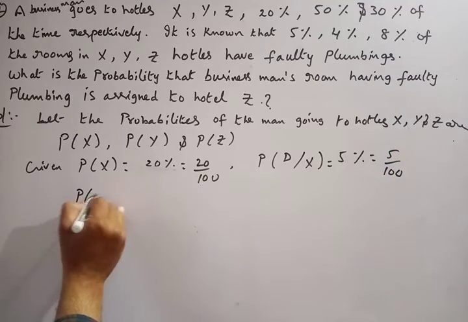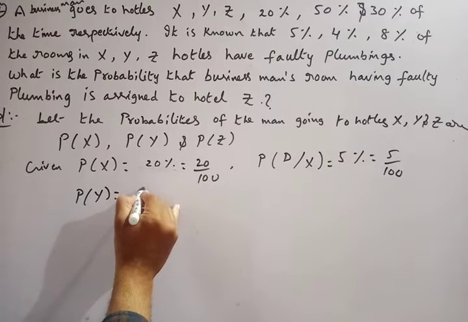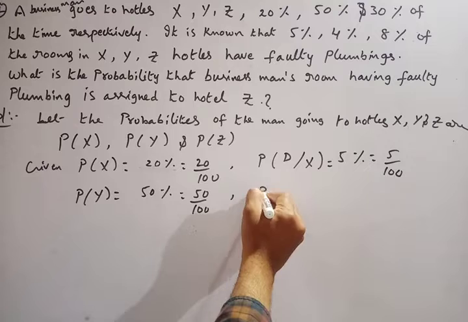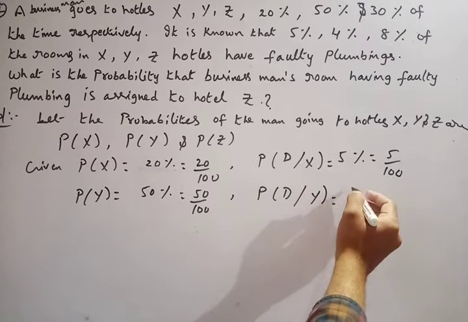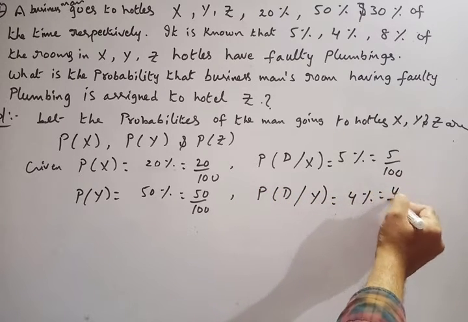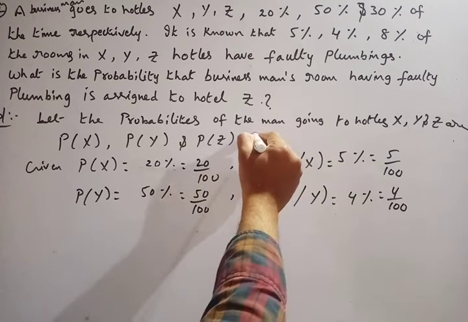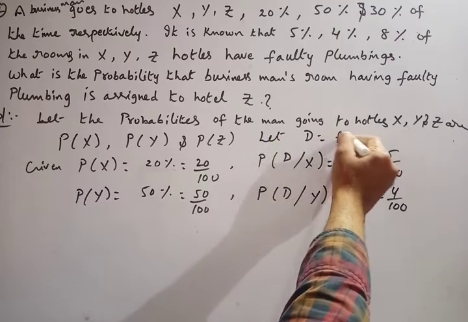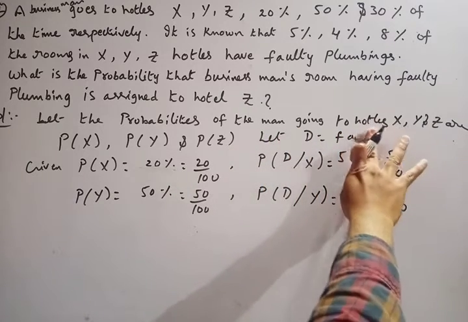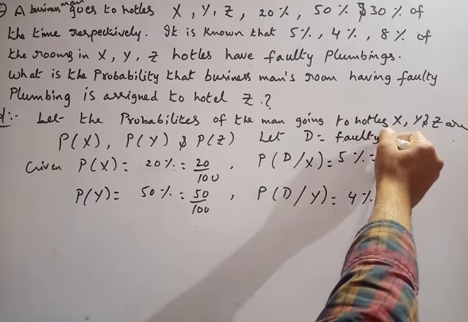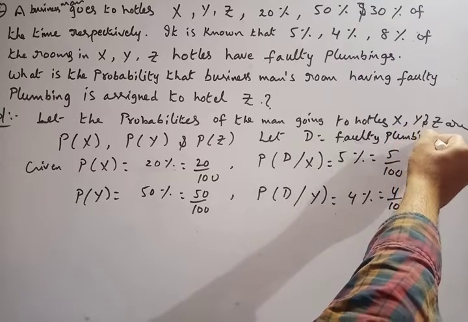Next, similarly, P of Y. The probability of going to hotel Y is 50%, that is 50 by 100. Then faulty plumbing in Y, D by Y, is 4%, that is 4 by 100. Here D is defective, that means faulty plumbing. Let D be faulty plumbing.